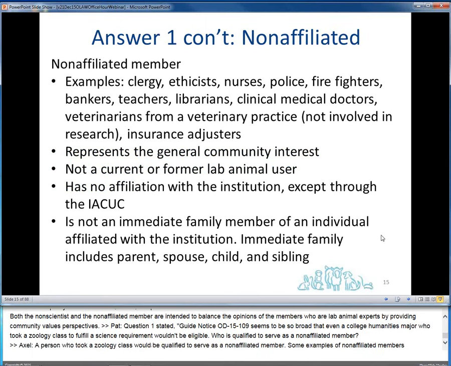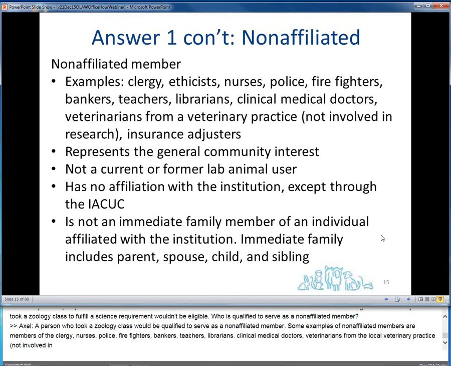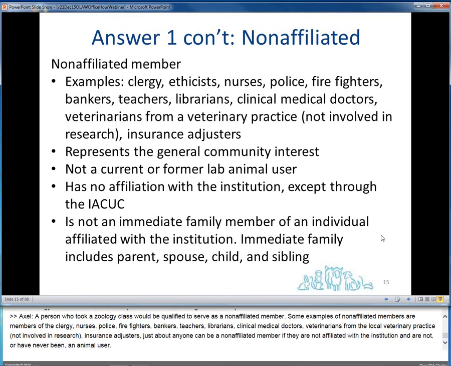Some examples of non-affiliated members are members of the clergy, nurses, police, firefighters, bankers, teachers, librarians, clinical medical doctors, veterinarians from the local veterinary practice but not involved in research, insurance adjusters. Just about anyone can be a non-affiliated member if they are not affiliated with the institution and are not or have never been an animal user.